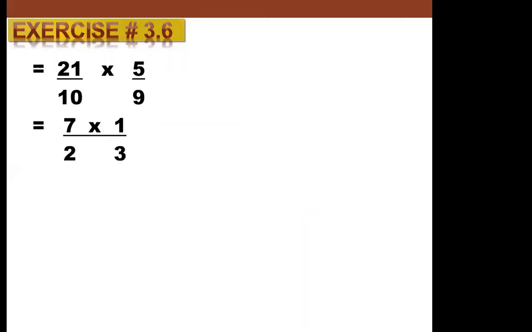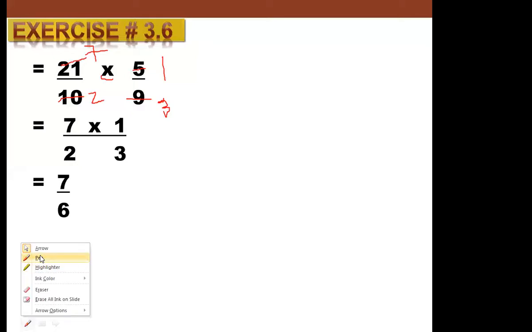So in the next step, what you will have, 21 upon 10 multiplied by 5 upon 9. If you look very carefully here, you have sign of multiplication, so you can reduce it. How? 5 ones are 5 and 5 twos are 10, and simply you have 3 threes are 9 and 3 sevens are 21. Okay, then similarly you will write it down in this way: 7 multiplied by 1 divided by 2 multiplied by 3. So 7 multiplied by 1 will become 7 and 2 multiplied by 3 will become 6.